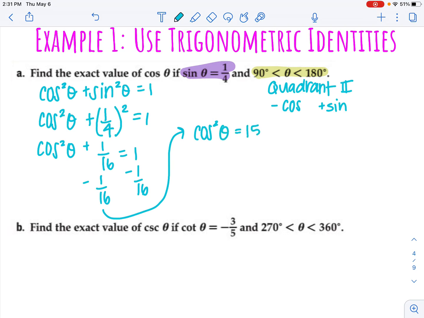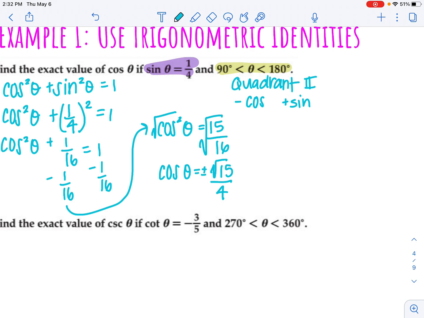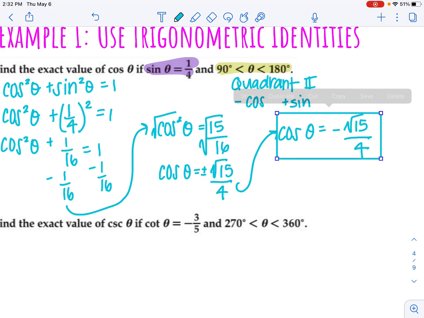and you will get cosine squared of theta is equal to 15/16. And then you want to take the square root of each side, and we are left with cosine of theta is equal to plus or minus the square root of 15 over 4. And we know that since cosine needs to be negative, our final answer is cosine of theta equals negative root 15 over 4.